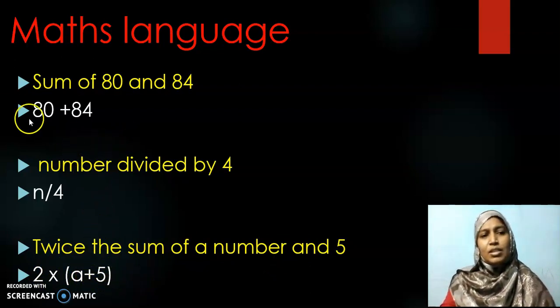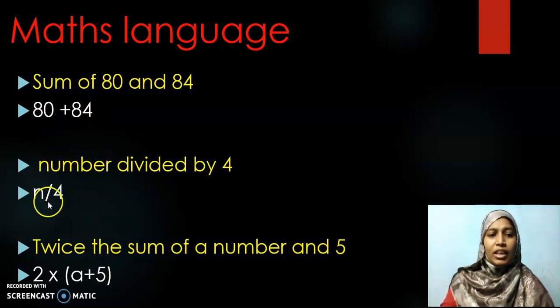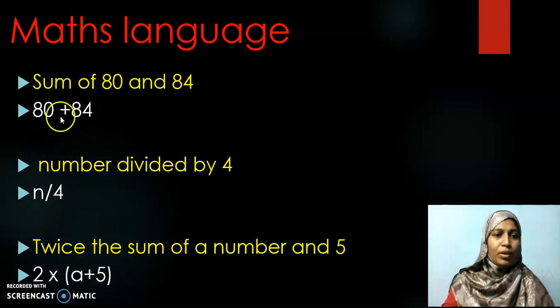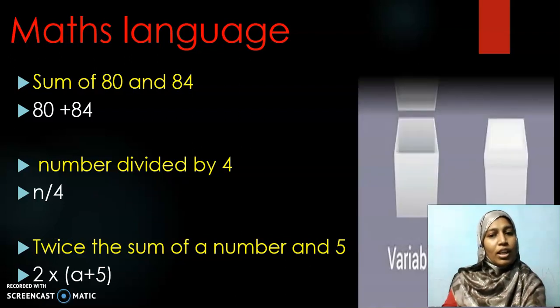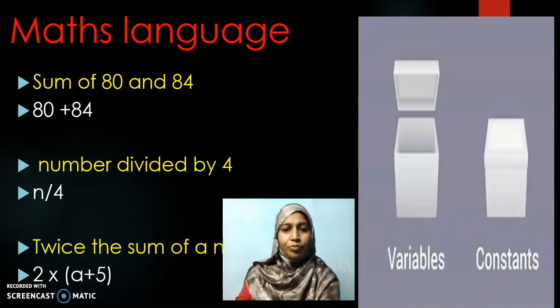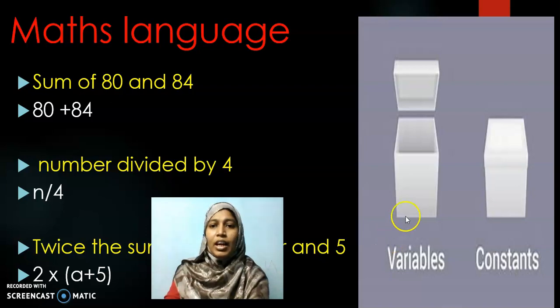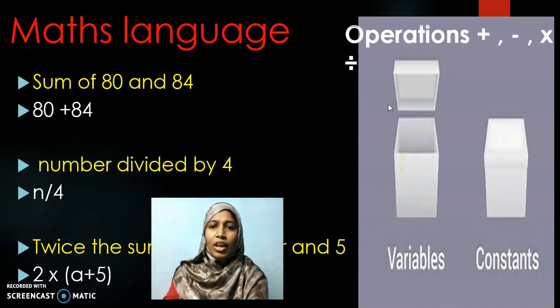See here, in this mathematical language, what are all the things involved? What are all the symbols involved? Numbers are there. Okay. Then alphabets are there. Very good. Then what other things do I have? I have some operations too. Plus, division. Here I have both multiplication as well as addition. So in mathematical language, we come across 3 things. What are they? Constants, variables and operations.